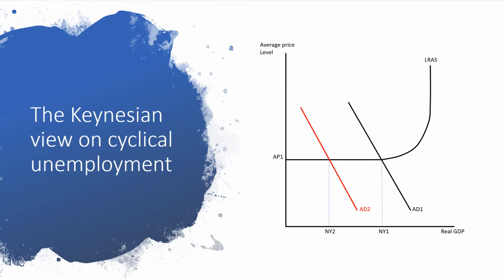The diagram shows an economy that's in equilibrium producing MY1. This is because the level of aggregate demand is stable. And if you look at the diagram there, it's stable at AD1. This level of spending is sufficient to buy up MY1 at an average price level of AP1.